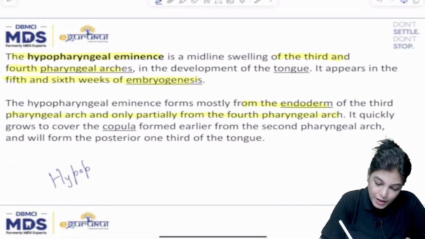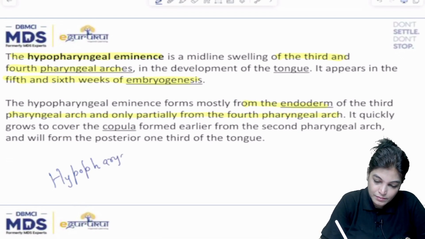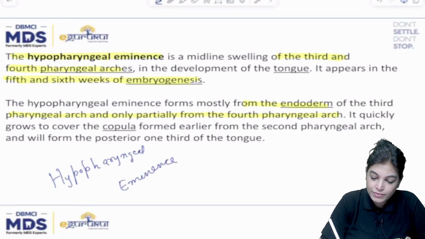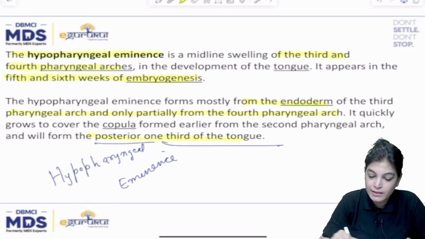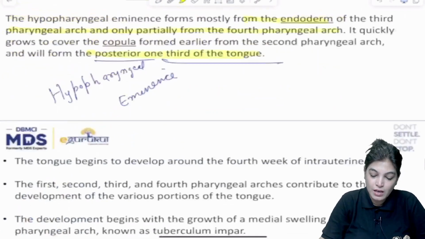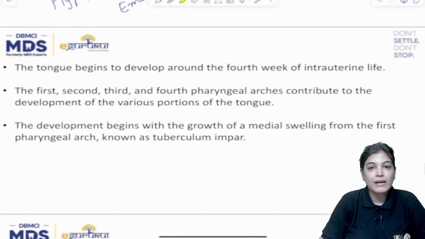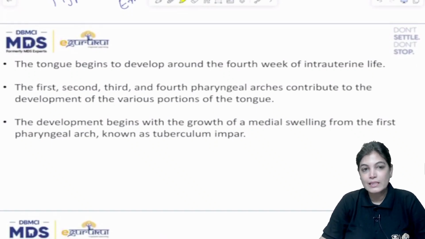That means hypopharyngeal eminences will definitely lead to the formation of the posterior one-third of the tongue. That is quite clear during this explanation. So we are quite clear that the posterior part of the tongue is the right answer.